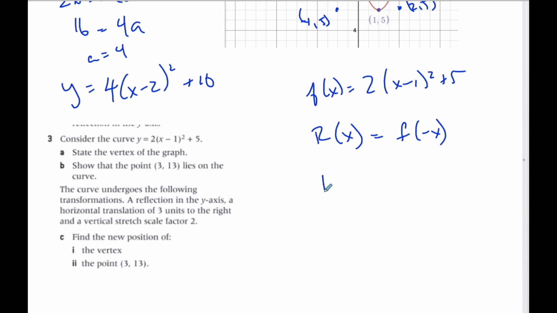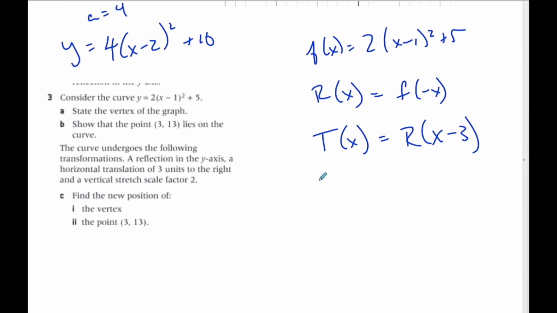Then I'm going to translate my function. I'm going to translate r to the right 3. So I'm going to take it and shift it to the right, so it's the opposite sign, 3. And then I'm going to take a vertical stretch. I'm going to take my t function, and if the vertical stretch is by a scale factor of 2, I'm going to multiply t of x times 2.